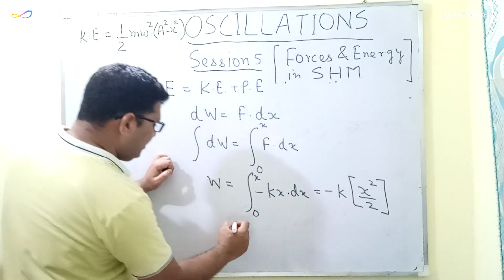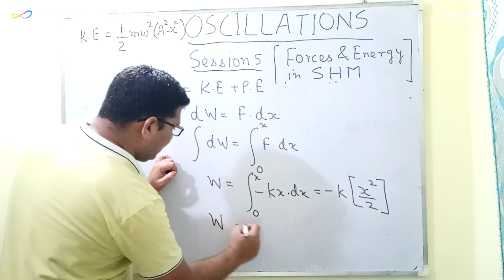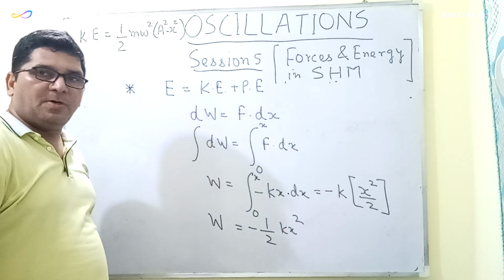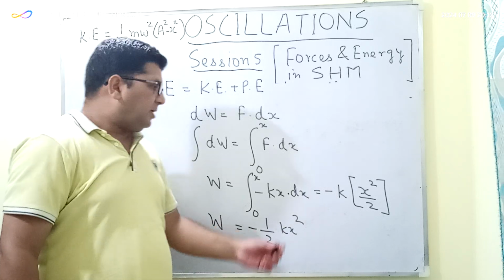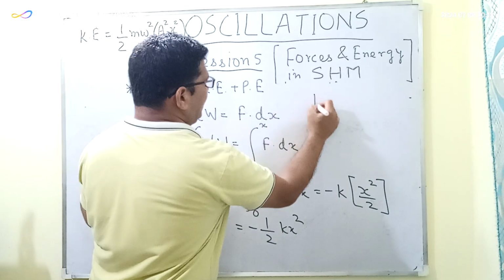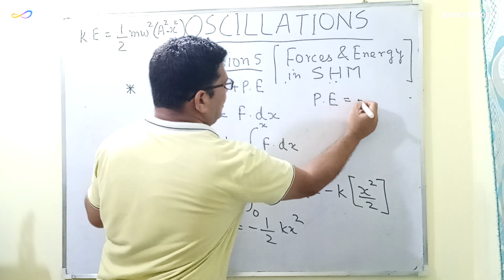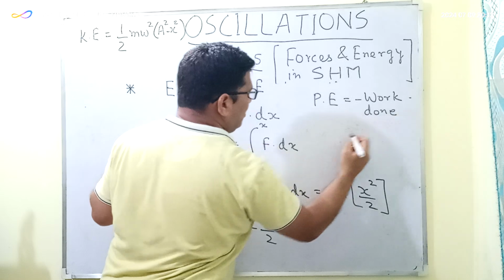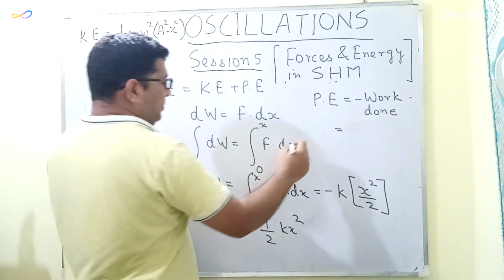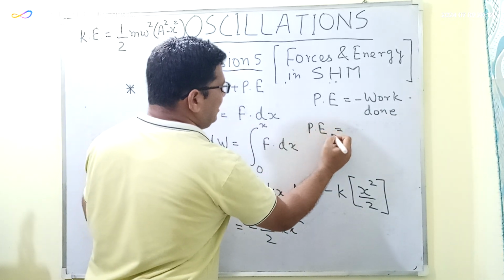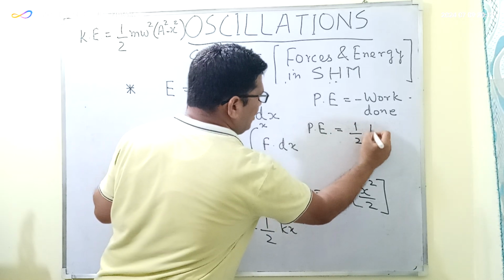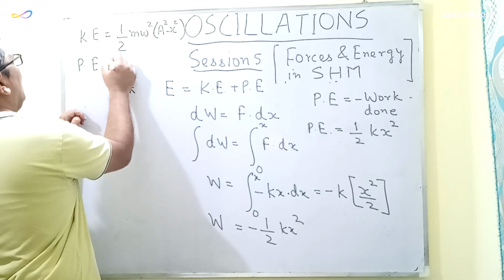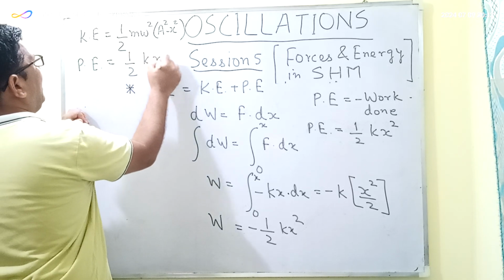So the work done by the restoring force is equal to minus 1 by 2 kx square. Now since the potential energy is equal to the negative of work done, the potential energy of the particle which is executing the simple harmonic motion would be equal to half k x square. So this is equal to half k x square.